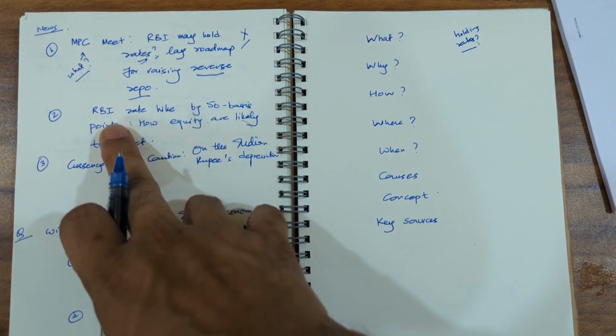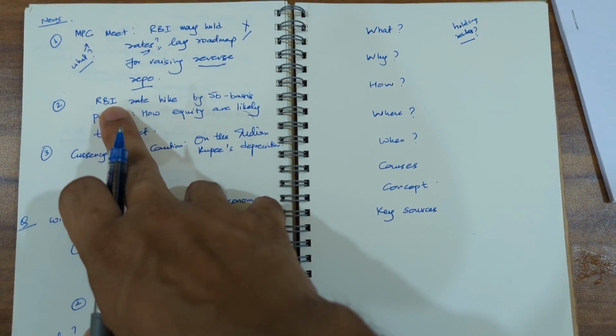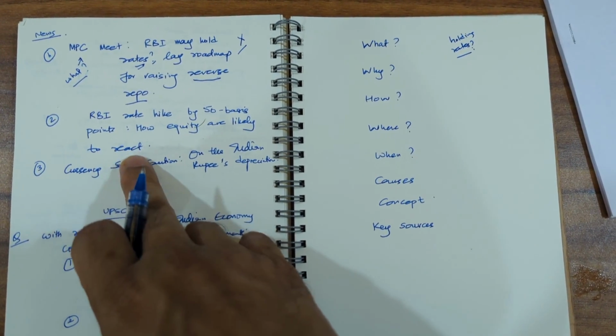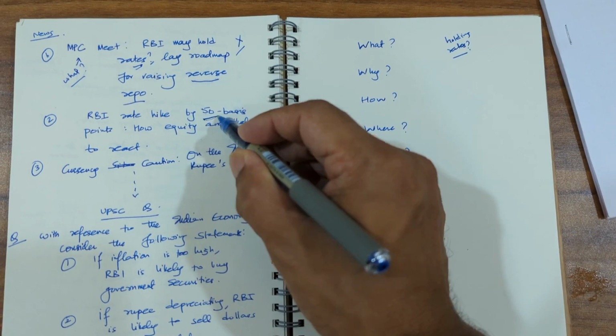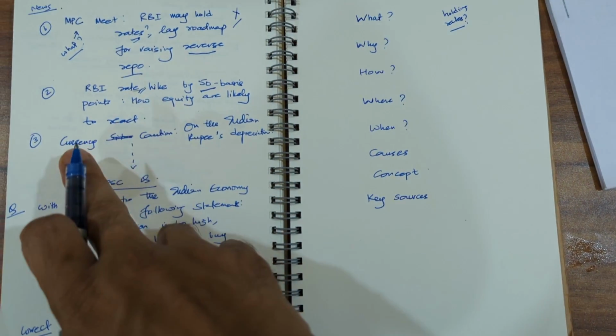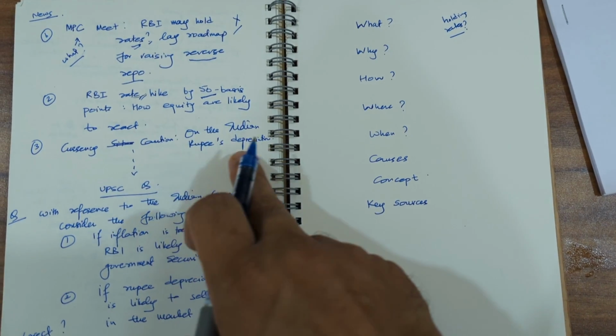So similarly, let's look at another headline. RBI rate hike by 50 basis points: how equities are likely to react. Now, what is 50 basis points? What are rates? Again, the same kind of questions. Currency caution on the Indian rupee's depreciation.